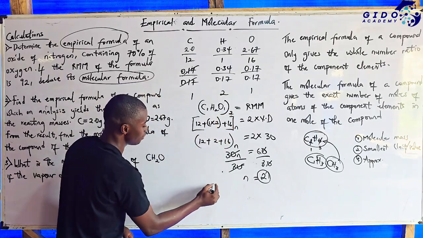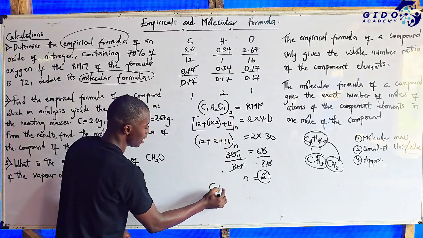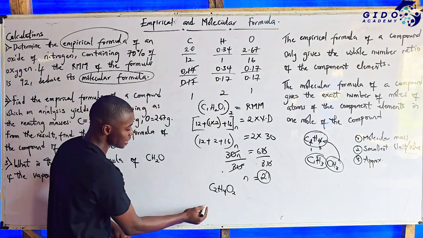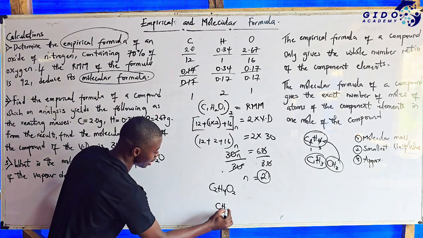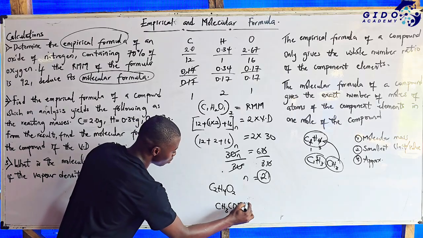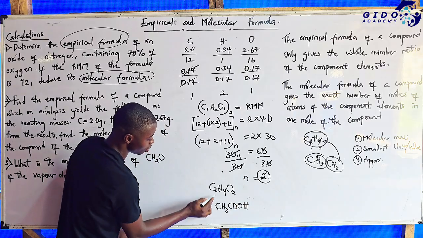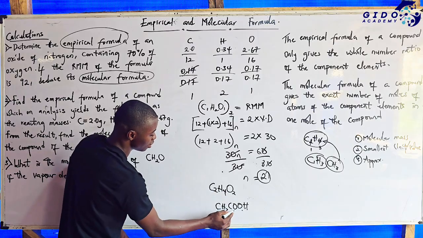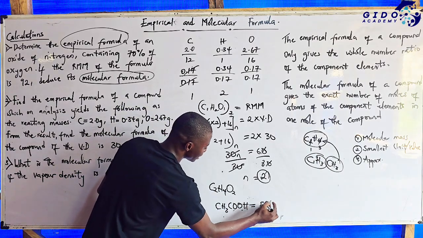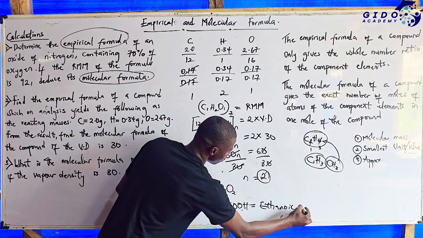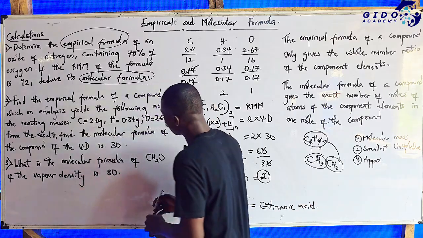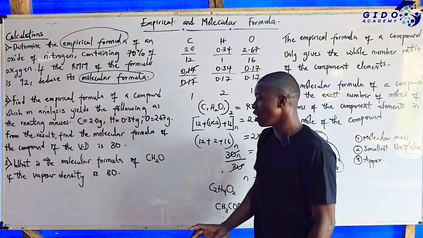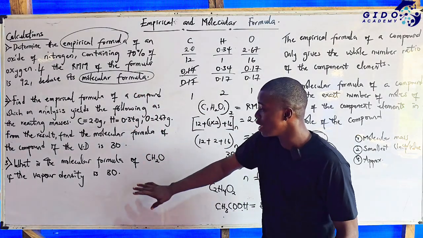2 times 1, we have C2. 2 times 2, we have hydrogen is 4. Then 2 times 1, we have what? Oxygen is what? Is 2. This can as well be written as CH3COOH. How many carbon do you have here? Is 2. How many hydrogen do you have here? Is 4. How many oxygen do you have here? Is 2. And this is called ethanoic acid. So the end product for this very reaction is going to give us what? Ethanoic acid.